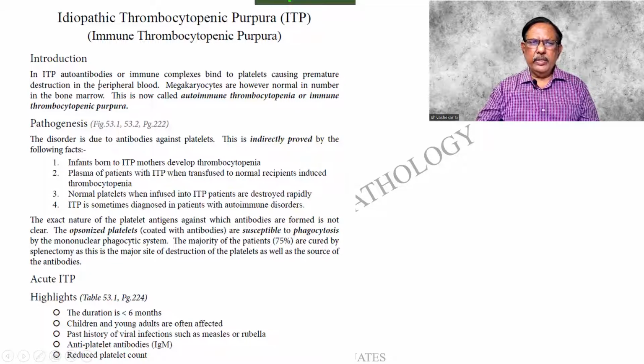So what is the pathogenesis? There are the antibodies over here. It is a kind of autoimmune disorder. And in acute, you find it is of a low duration, and in chronic, it is of a longer duration. What can be the precipitating factors I have mentioned?